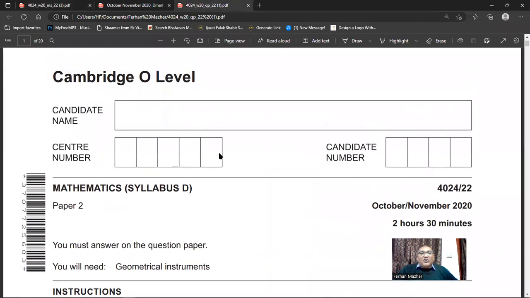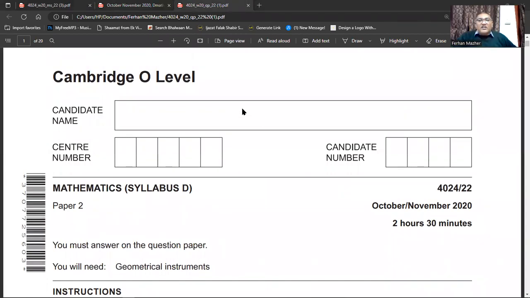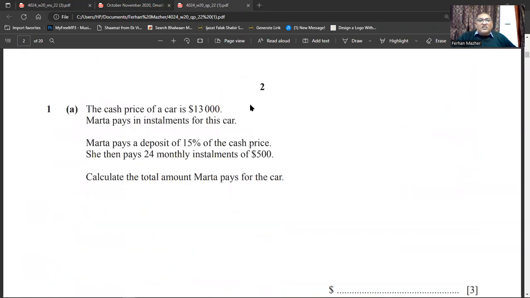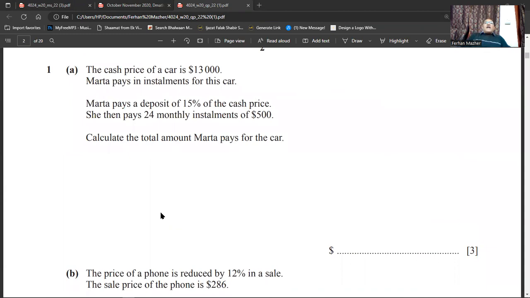Okay. So October, November 2020, and the number of the paper is 22. Here we go. The cash price of a car is $13,000. Martha pays in installments for this car. Martha pays a deposit of 15% of the cash price. She then pays 24 monthly installments of $500. Calculate the total amount Martha pays for the car.